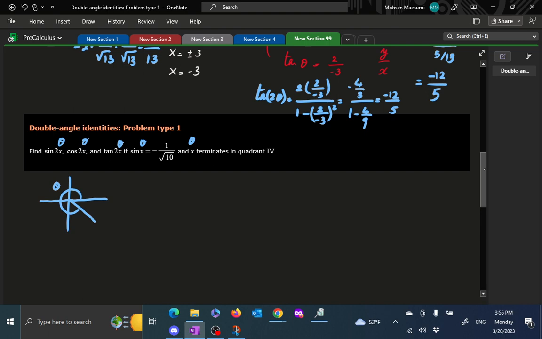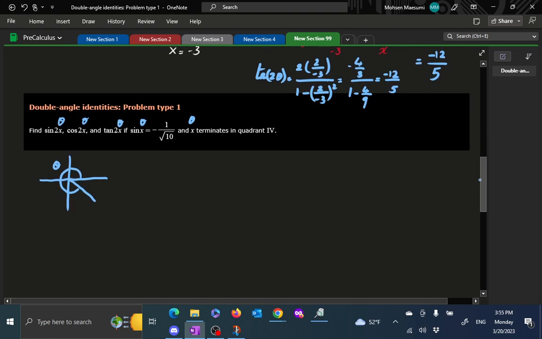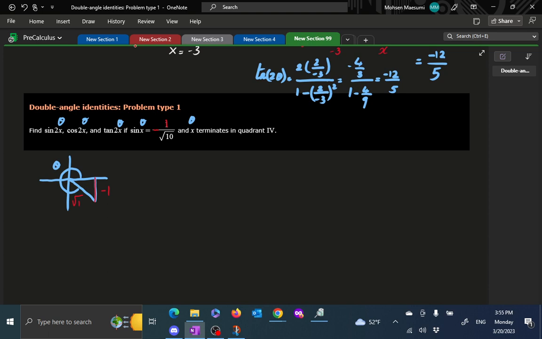Sine of theta, we said, is y over r. So who is it that's negative? Let's draw it in some color. So this is -1, this -1 that you see here. And this is radical 10, that is the radical 10 in the denominator. So sine of theta is y over r, and so our y is -1. This one is radical 10.